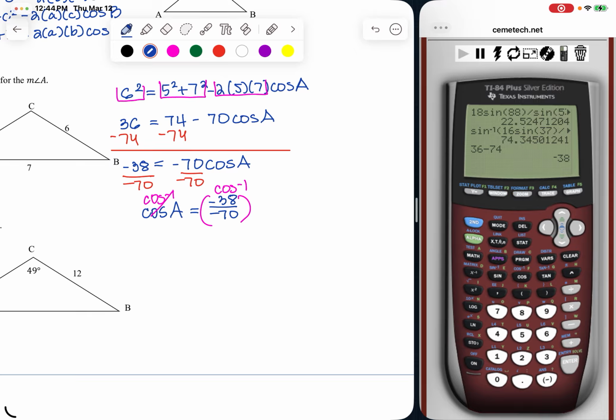So now we have A equals cosine inverse of negative 38 divided by 70. I'm just going to write 38 divided by 70 because you don't need the double negative. A is 57.122 degrees.